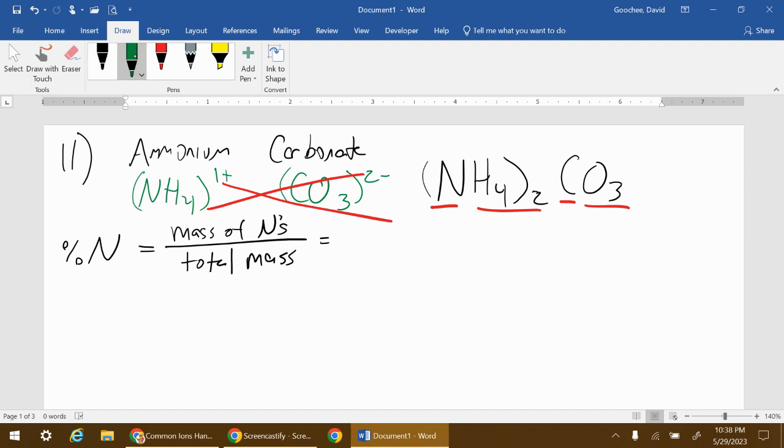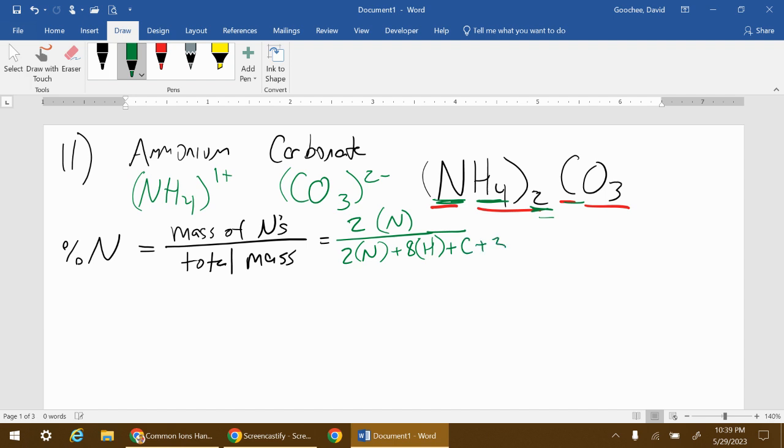So let's see here. How many nitrogens do we have in this compound? Well, NH4 has 1 nitrogen, but we've got 2 NH4. So that's a total of 2 nitrogens in this compound. So 2 nitrogens divided by the total mass. Now this is going to be a little bit of work here, folks. All right. So the top of this fraction is 2 nitrogens. On the bottom is 2 nitrogens plus, let's see here, 4 hydrogens times 2, that's 8 hydrogens, plus the mass of a carbon, plus the mass of 3 oxygens. So let's work this out.